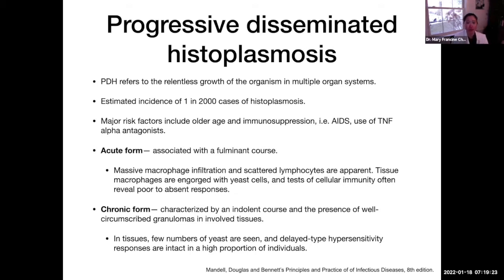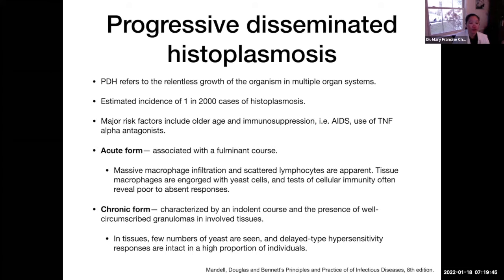So for immunosuppression, that includes people who have AIDS and have a CD4 count of less than 150, and patients who have a history of use of TNF-alpha antagonists. So for progressive disseminated histoplasmosis, it's a spectrum in itself. There's an acute, subacute, and chronic form.